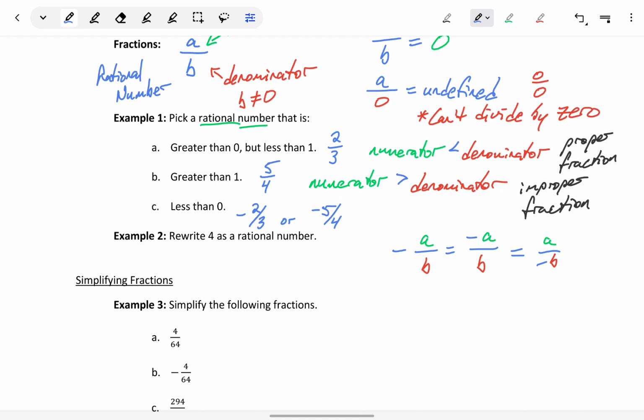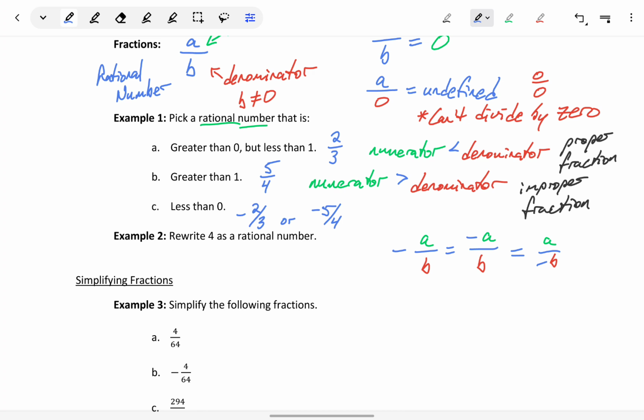That means the negative associated with a fraction can apply to the fraction as a whole out in front. We can apply it to the numerator, or we can apply it to the denominator. The one thing we need to make sure we avoid, though, is applying that negative sign to both the numerator and the denominator simultaneously. We think of it as being a negative number over a positive number, or a positive number over a negative number.